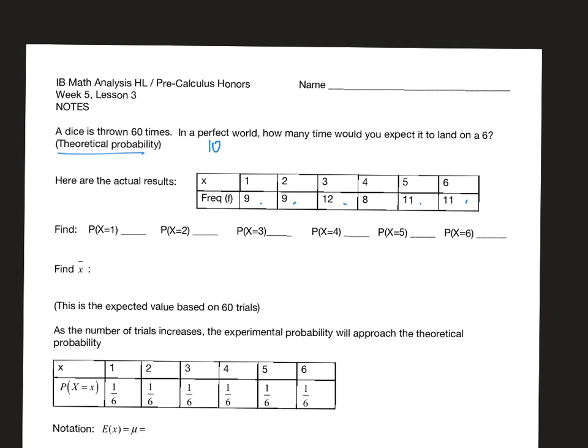Make sense? So let's find the probability of x equaling 1. You can see right here, it happened 9 times out of the 60 tosses. The probability of 2 is the same. Then 3, and don't feel like you have to reduce these right now. I just want you to see that these are all over 60 because we tossed the die 60 times.